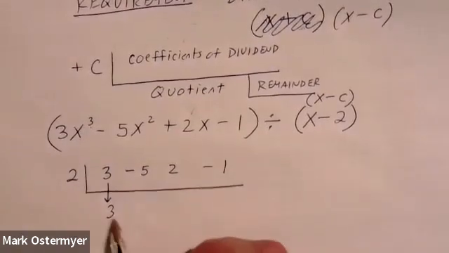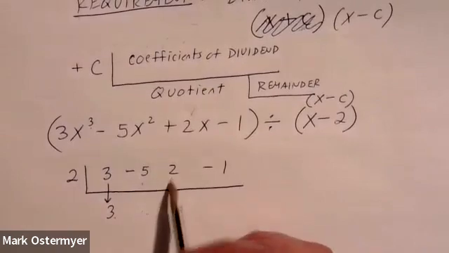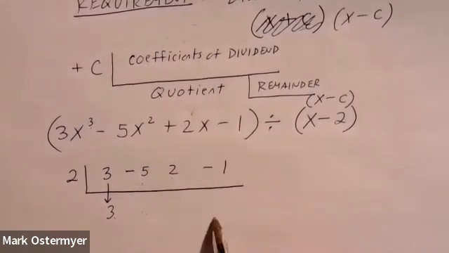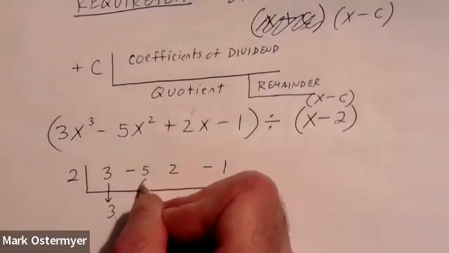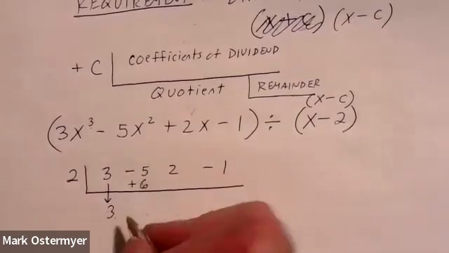Here's what you do: you multiply, you bring the number up and you add. Multiply, bring number up, add. Multiply, bring number up, add. That's all there is to synthetic division. So what's 2 times 3? 6. Bring the number up, now add. What's negative 5 plus 6? 1. It's a positive 1.